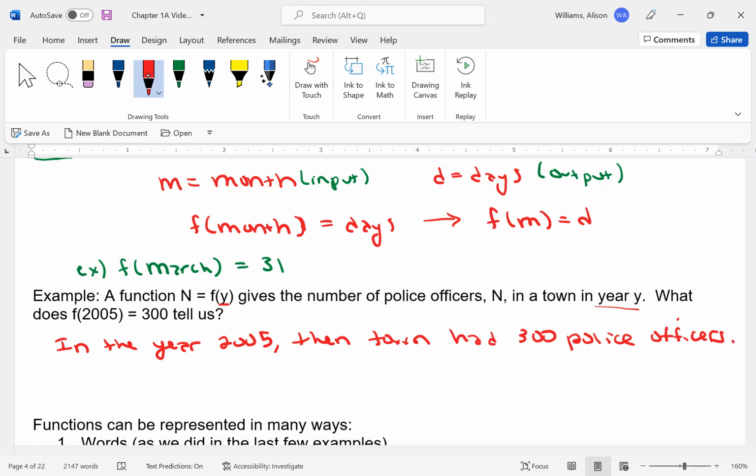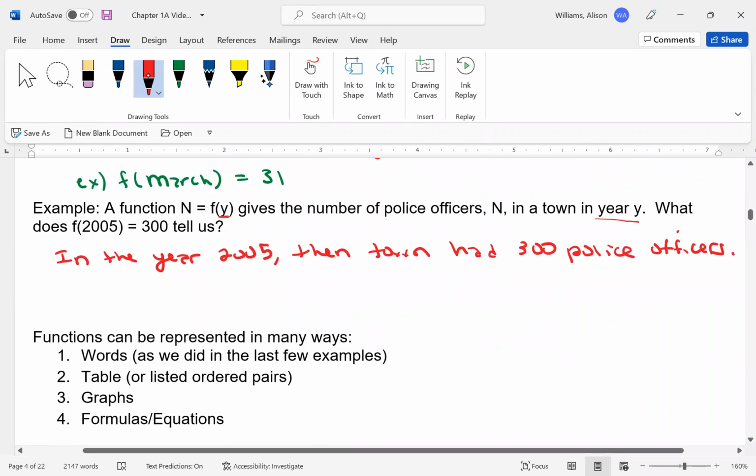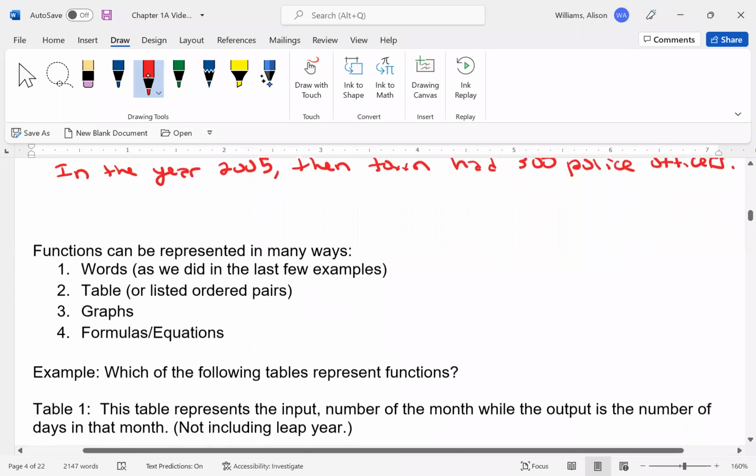Okay, so functions really are represented four different ways. Words, which we've definitely seen examples of. Tables, which we did see a little bit at the start. Graphs, we've seen some graphs, and the only thing we haven't really looked at yet is formulas and equations. So let's jump into tables now. What we just looked at were word versions of the function. Let's look at table versions of the function.